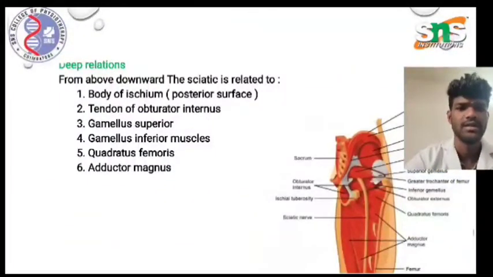Deep relations. From above downward, the sciatic nerve is related to the body of the ischium, posterior surface, tendon of obturator internus, gemellus superior, gemellus inferior muscles, quadratus femoris, adductor magnus.